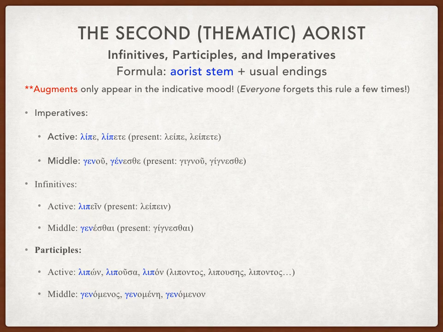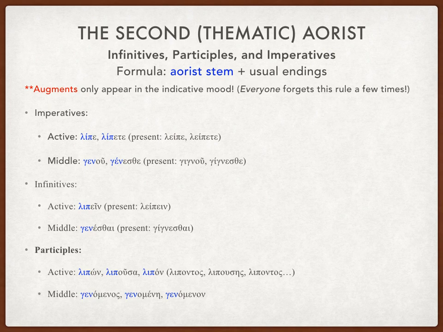So, very simply, when I want to make something an imperative in the aorist, I use the aorist stem, for example, lip or gen, the verbs you saw in the last two slides, and use the usual endings. So if I want to say "leave" in the aorist tense, I'll start with lip and add either lipe, or the plural lipete, which is roughly equivalent to leipe and leipete in the present. You can see the difference between them is just the stem. Lip is the aorist stem, and leip is the present stem.